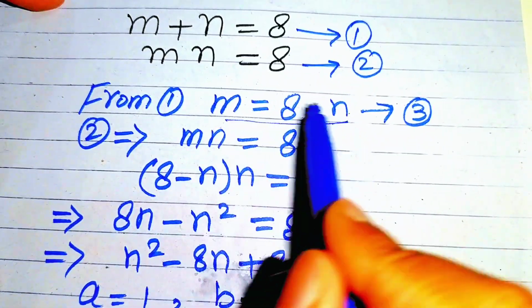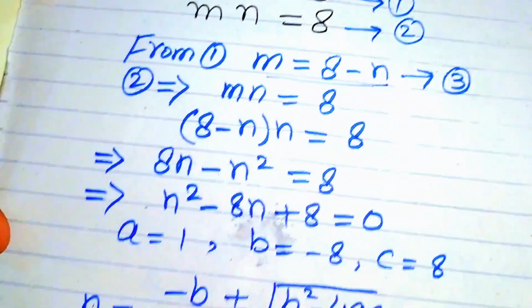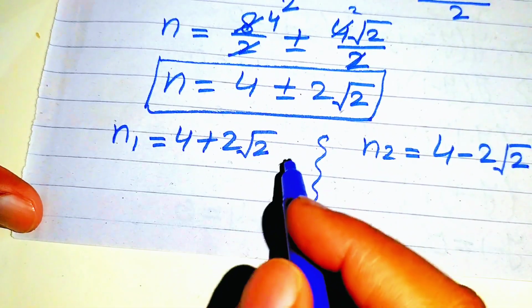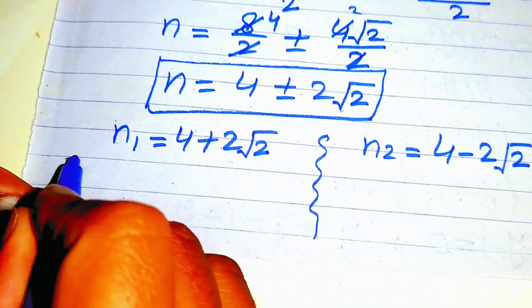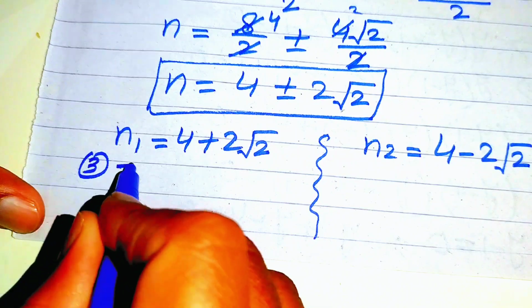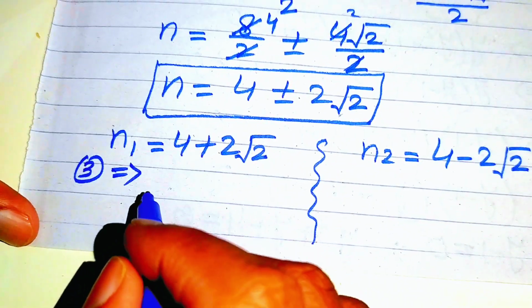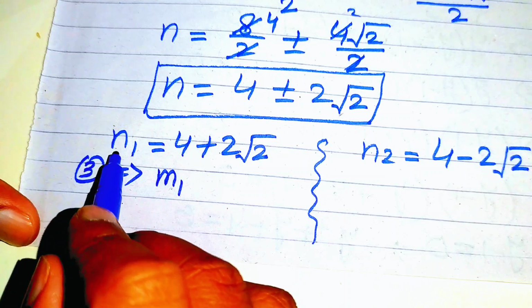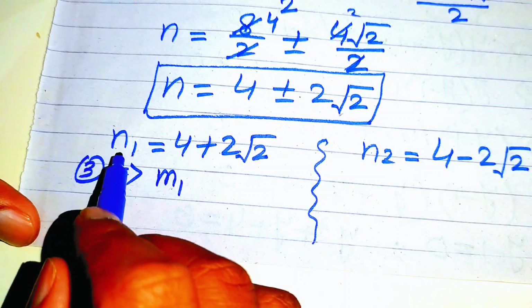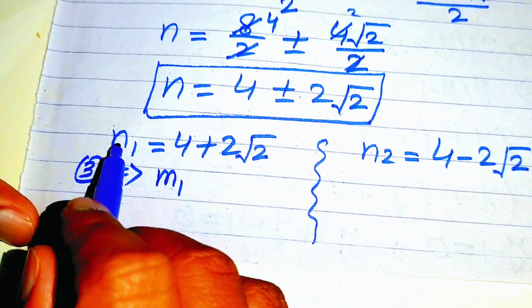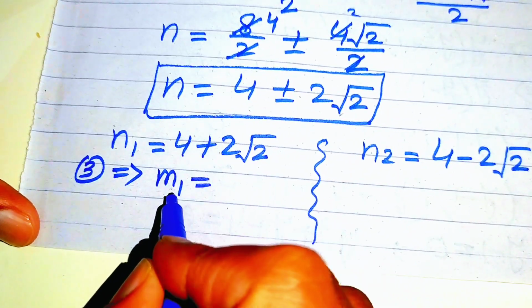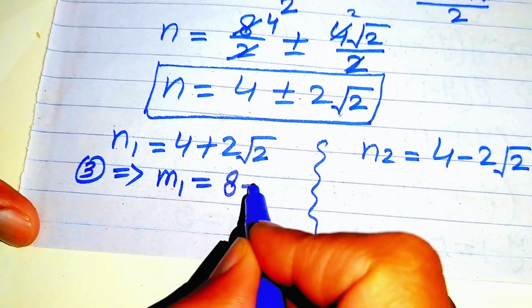So this is our equation number 3, m equals 8 minus n, and we put the value of n here. So in equation number 3, we have m1, because the root we find the value of m from n1 is denoted by m1. So it is m1 equals 8 minus n1.